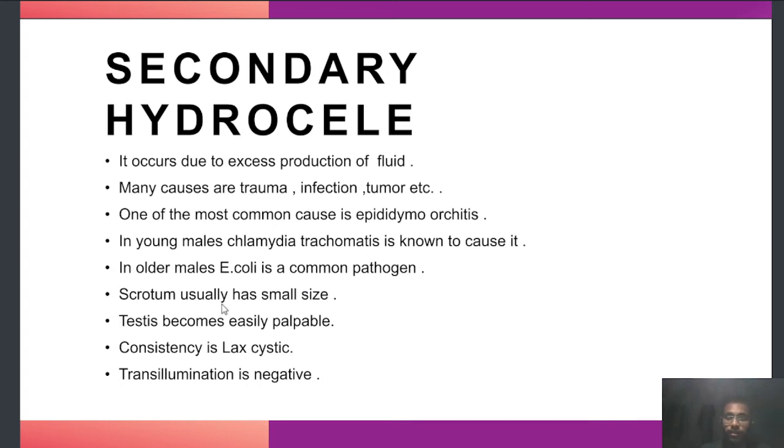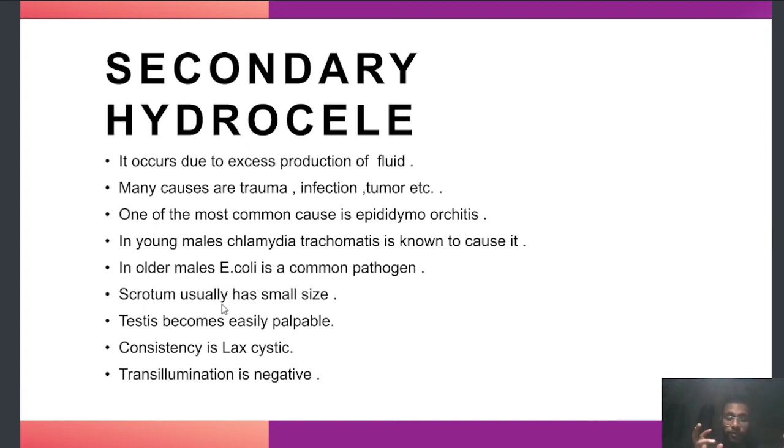The scrotum usually has a small size. In cases of secondary hydrocele, the scrotum does not become too large in size, and because it is not that large, your testis is very much palpable. When you touch the scrotal sac, it has a lax, cystic type of consistency. You can feel that it's a little bit lax, a little bit squishy.